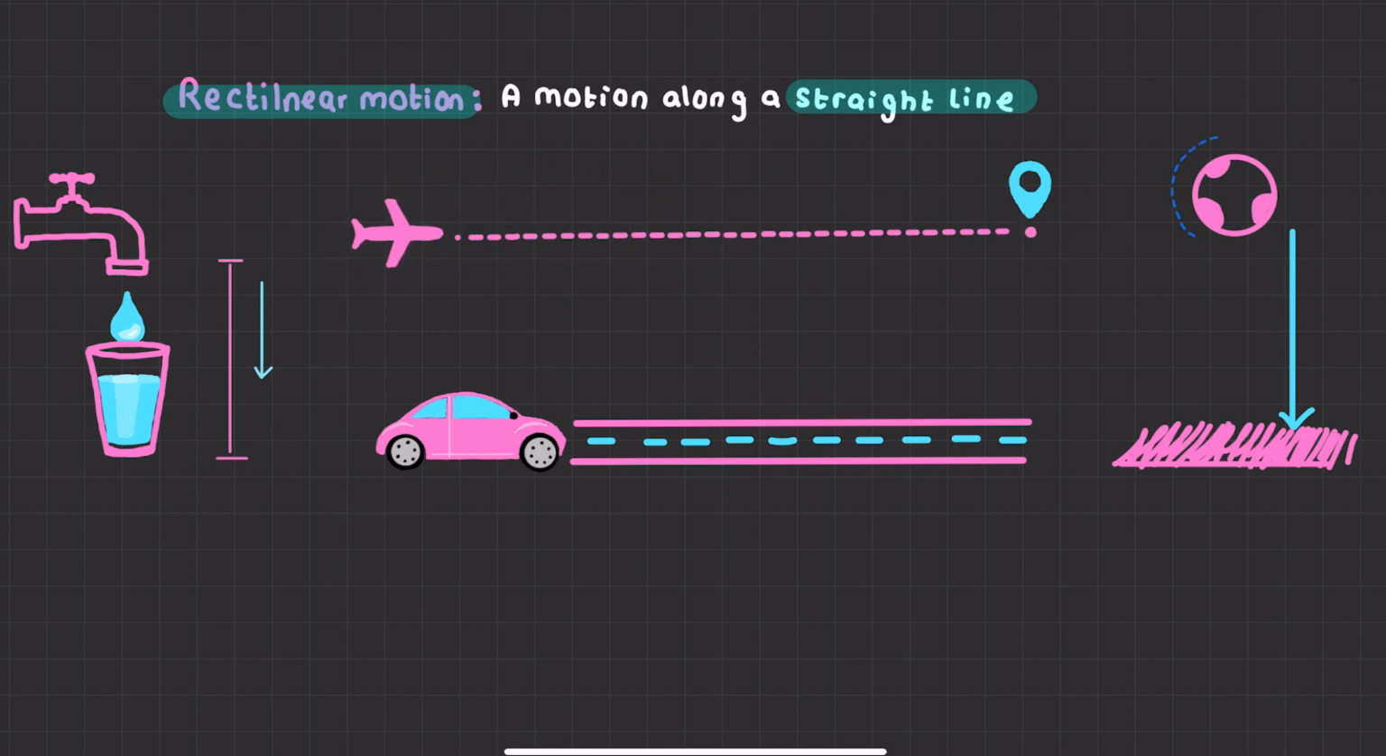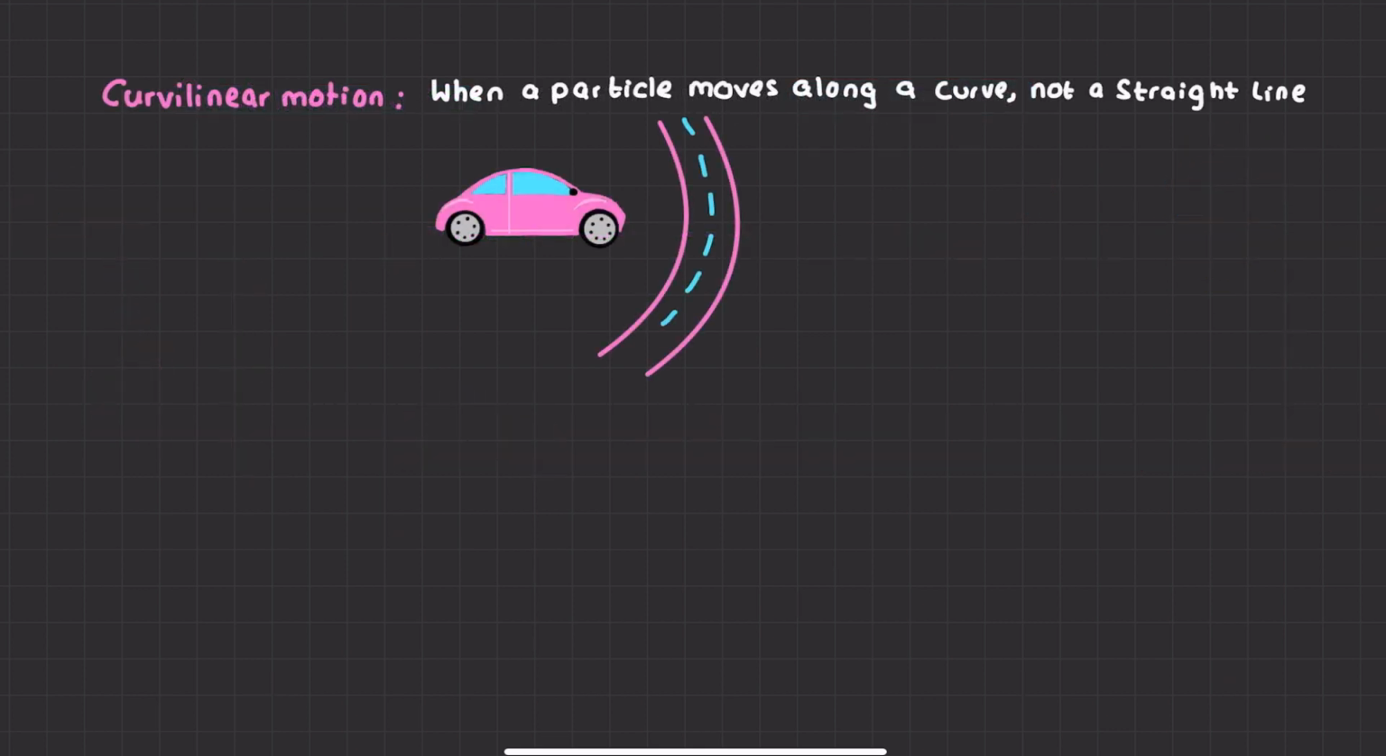And lastly, we have this ball. Let's imagine the ball is falling from the top of a building or something, and it's going straight down like this. We'll say that the ball is undergoing rectilinear motion because it's just going up and down and following a straight line. Now we have another type of motion that we're going to cover, and it's curvilinear motion.